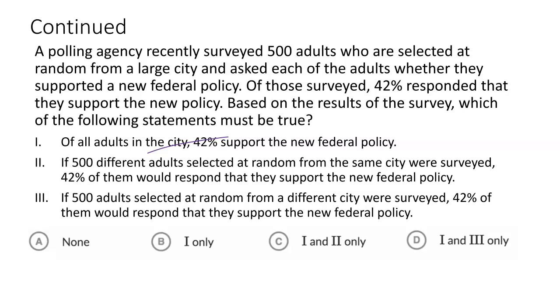If 500 different adults were selected at random from the same city, 42% of them would support the new policy. No, again, I don't know for sure. It might be close. It may be 40%, it may be 45%, it may be 42%. We don't know. It could be a completely different demographic. That's just too specific. If they said approximately 42, maybe. If 500 adults selected at random from a different city were surveyed, nope. Different city, different demographic. We're going to say that none of those statements must be true. Might they be true? Yes. But none of them must.